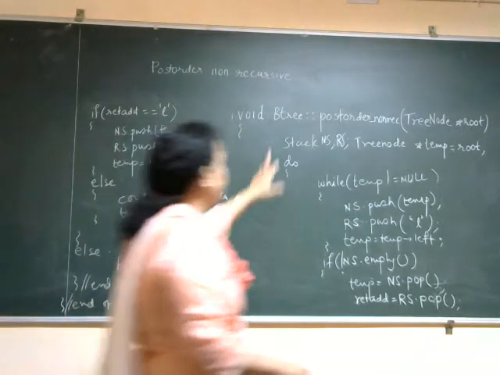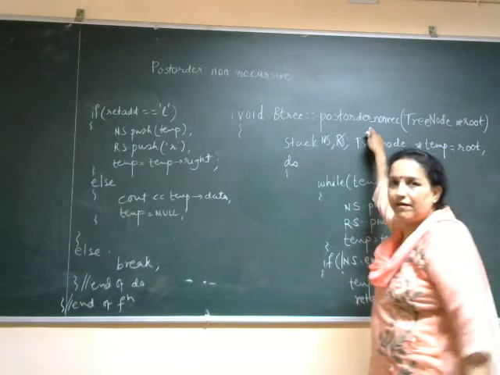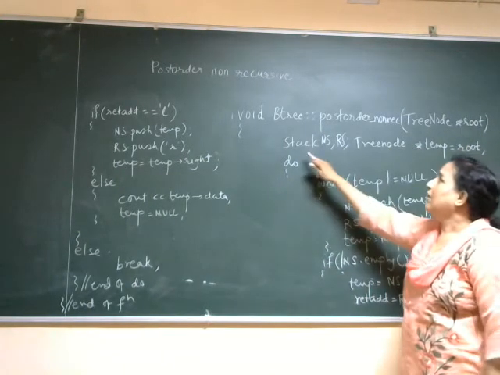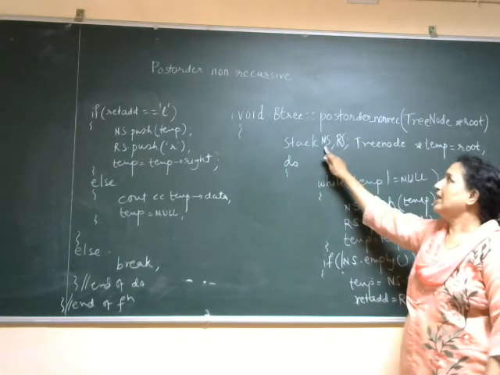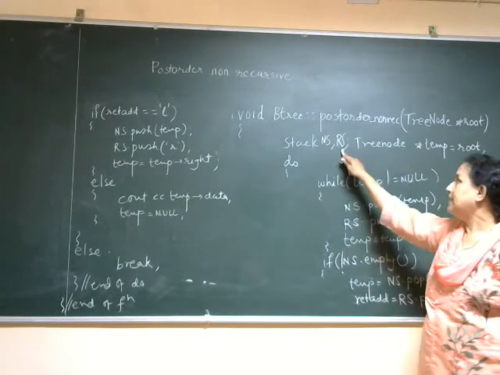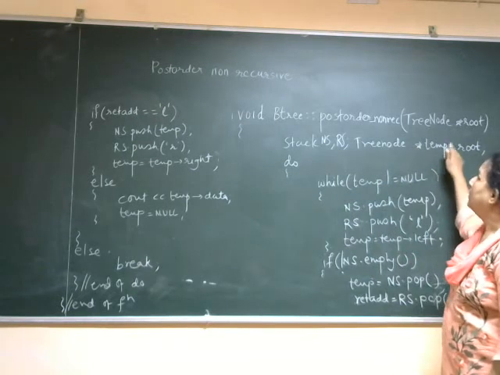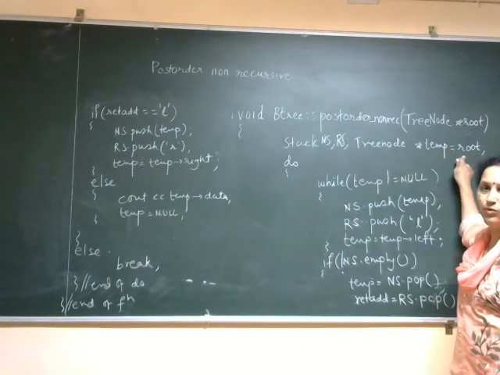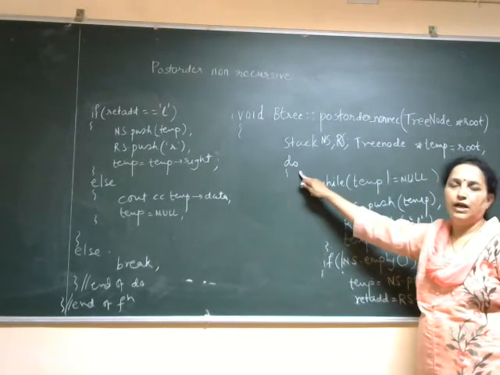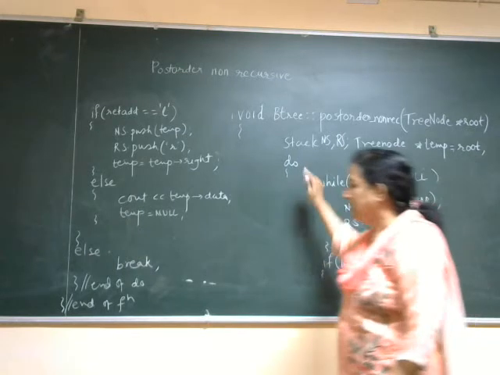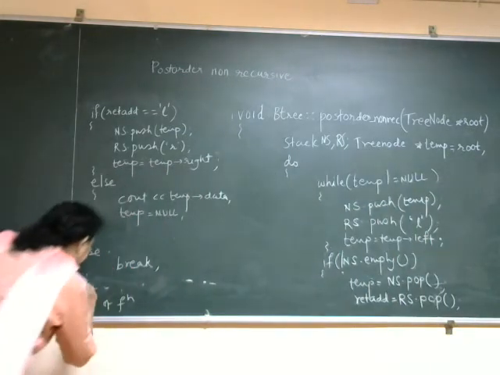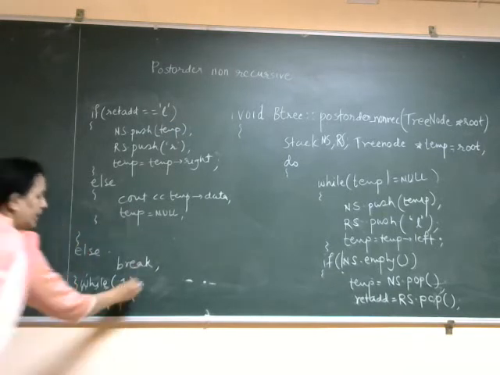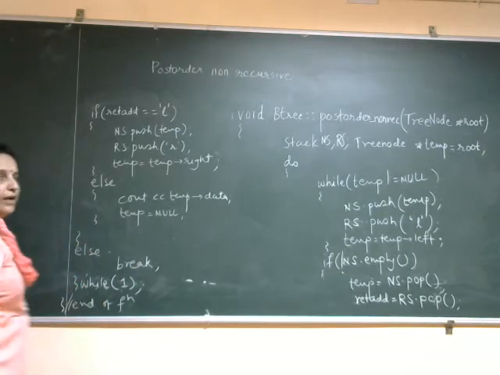Now what have we done over here? We start post order non-recursive, I am calling it. What is the parameter? The parameter is root. Now I have taken two stacks. One is the node stack, another one is the return address stack. I have defined one temp variable. I started with root. Temp is equal to root. Now I have continued this with while 1, an infinite loop. I am taking an infinite loop over here.